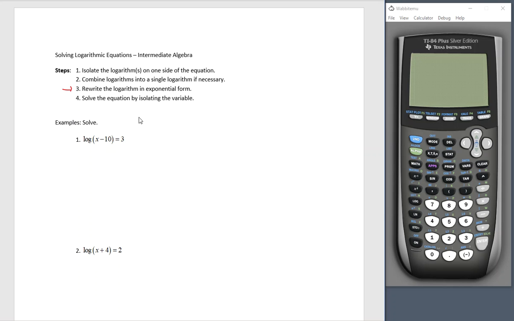Just like we did in solving exponentials using logarithms, in order to solve logarithms, we'll use exponentials. So we're going to go back and forth in this form quite frequently.